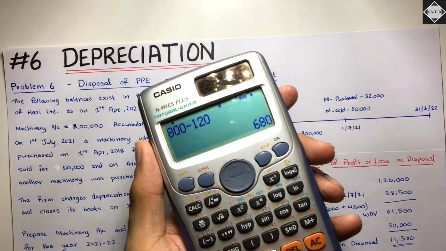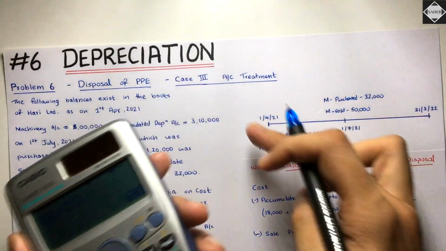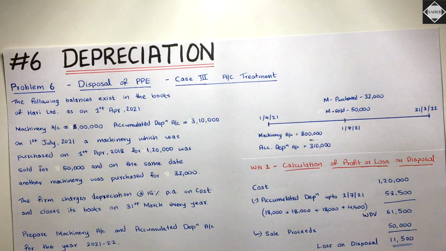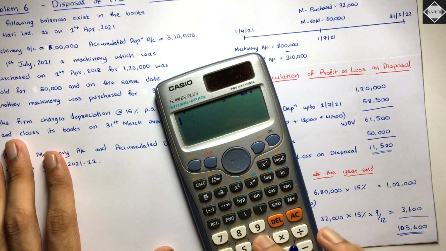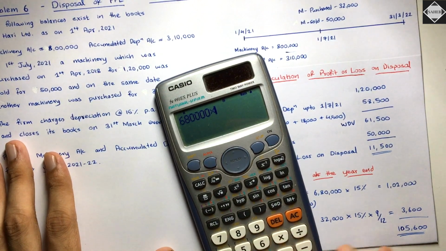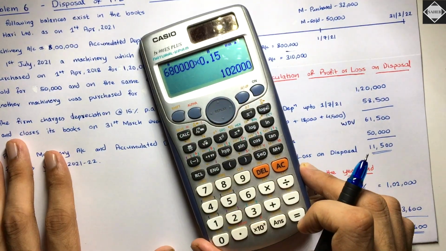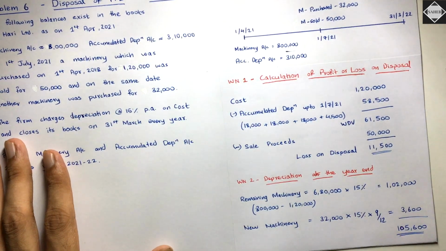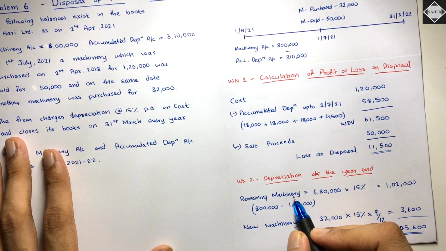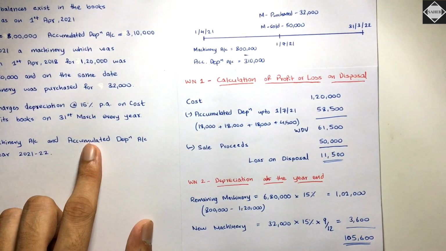On this also you have to charge the depreciation now. This was there for the entire year, so for the entire year you have to charge the depreciation on that. So 6,80,000 into 0.15, that's equal to how much? 1,02,000, right? So 1,02,000 will be the depreciation on the remaining machinery. Fine. Now let's see the ledger accounts.